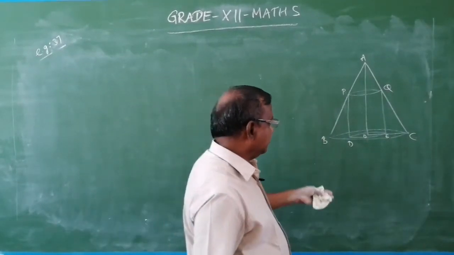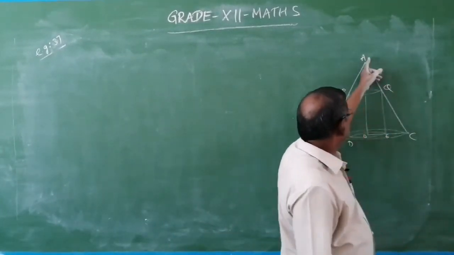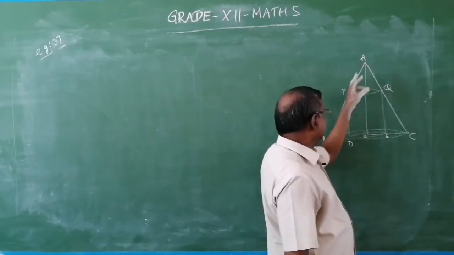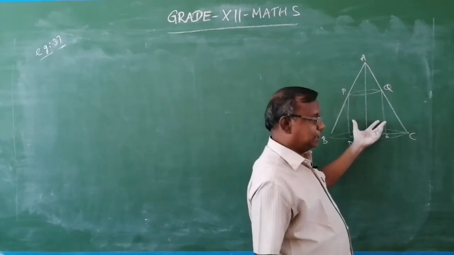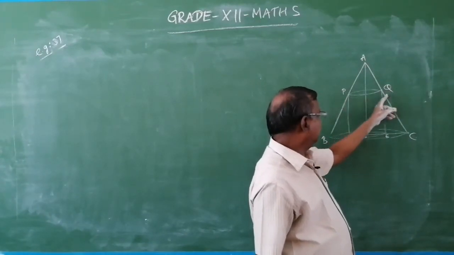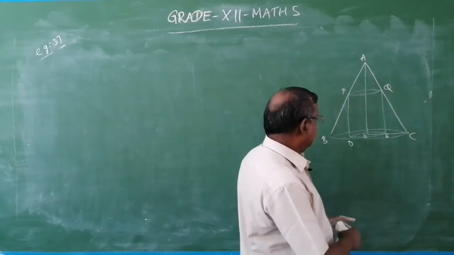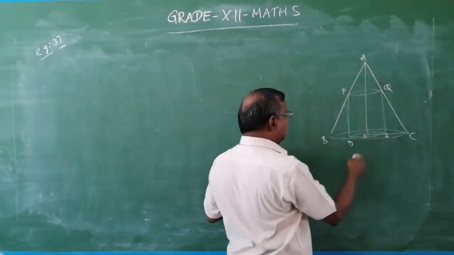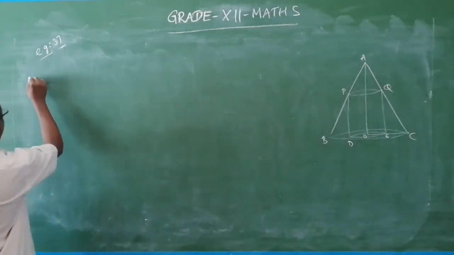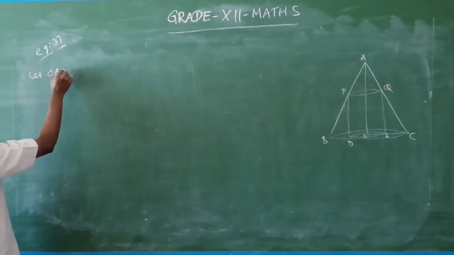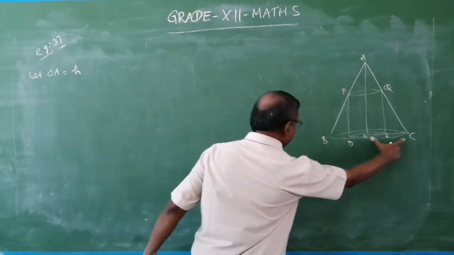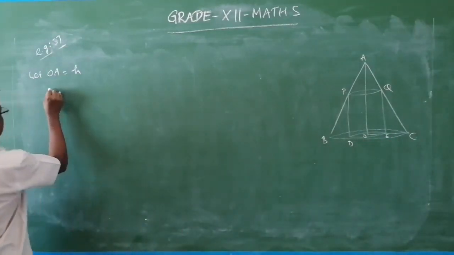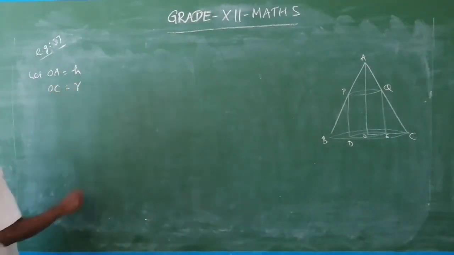Now I have drawn the diagram as given in the book. So the vertices A, B, C be the right circular cone, and in which the inscribed cylinder is P, Q, E, D. Now let OA equal to H, height of the cone, and OC be the radius of the cone, OC equal to R, radius of the cone.